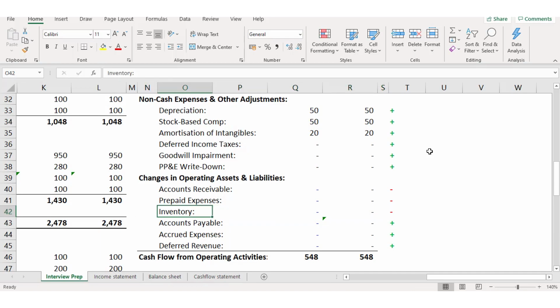Inventory. Now, inventory drains cash because if you buy inventory, you have to finance that with cash. So it takes away cash.